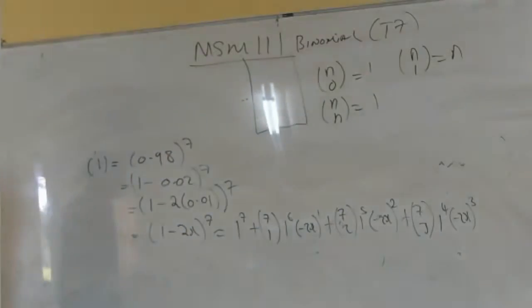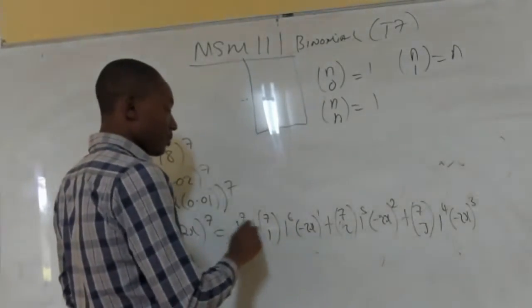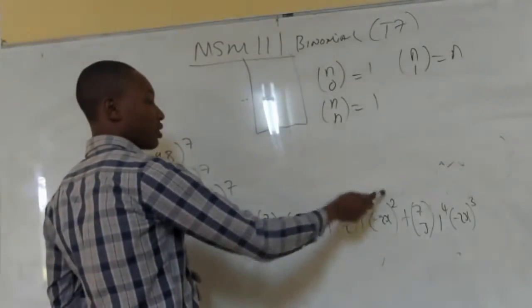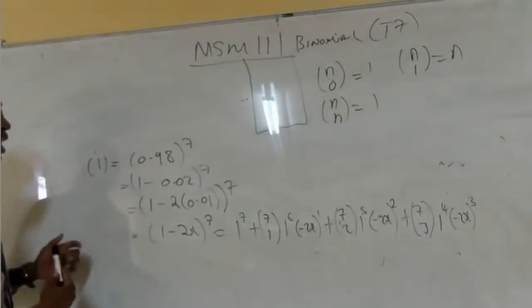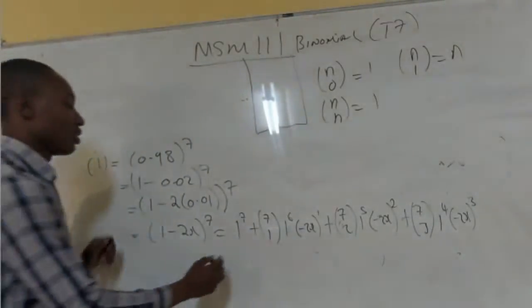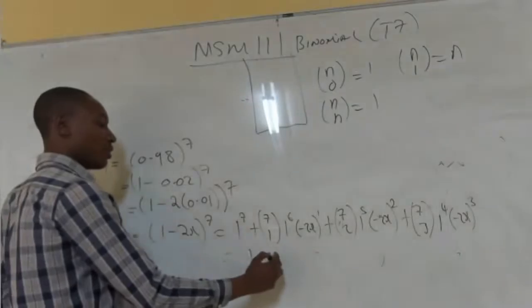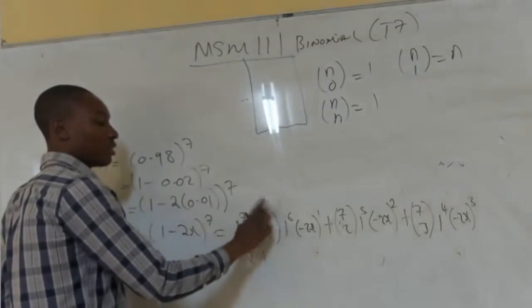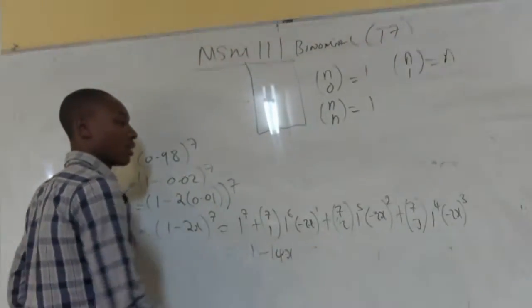Okay, so as I said, you notice that the powers of these coefficients actually end up being 7. When you check, 6 plus 1 is 7, 5 plus 2 is 7, 4 plus 3 is 7, so the sum of the two powers ends up being n. N in this case is 7, right? So we can now have 1 plus 7 choose 1, which is simply 7. Then 7 choose 1 is 7 times this, which is negative 14x.